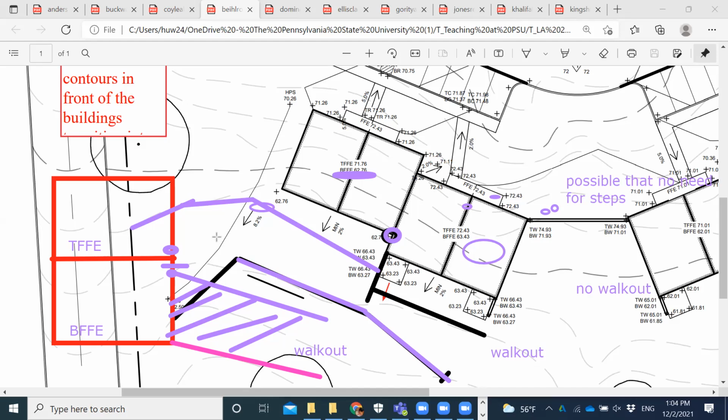Okay. Yeah. If you don't have a walkout, you can leave the corner for later once you have your contours, because it needs to be based on the proposed contours. Go ahead.